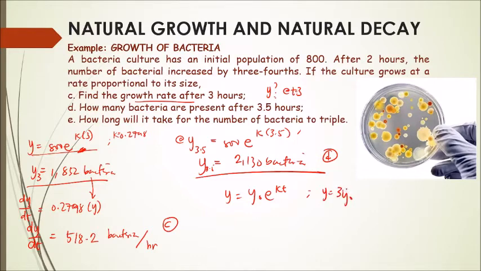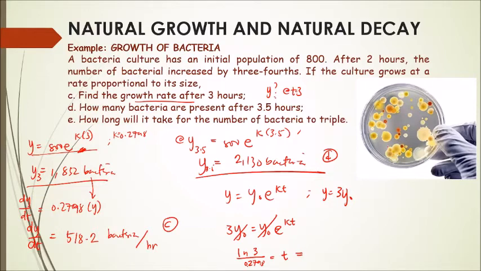Y sub 0, because it triple based on the initial amount, diba? So this becomes 3 y sub 0 equal to y sub 0 e to the kt. I did not substitute it with 800 because ang 800 can still be eliminated. Then what's left is just 3 equals e to the kt. So this 3 can be raised to ln, no? ln of 3. So we can remove this one. Then our k is 0.2798 equal to t. So our t now is ln of 3 divided by 0.2798.